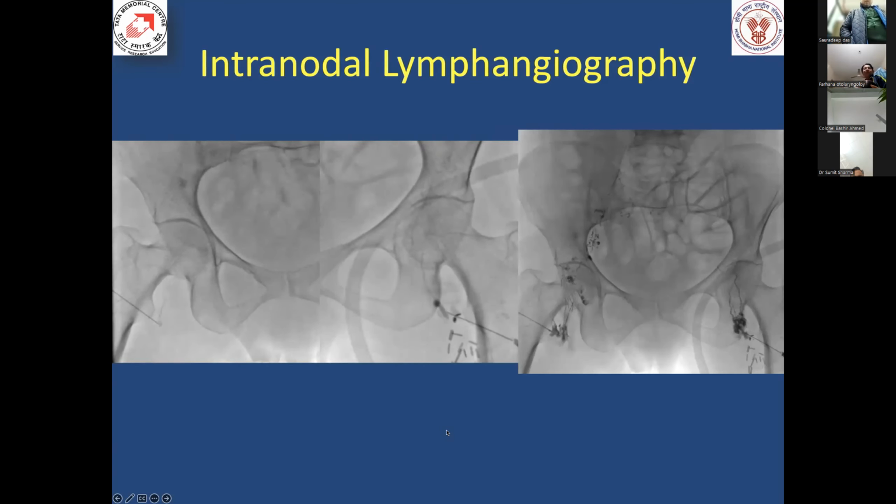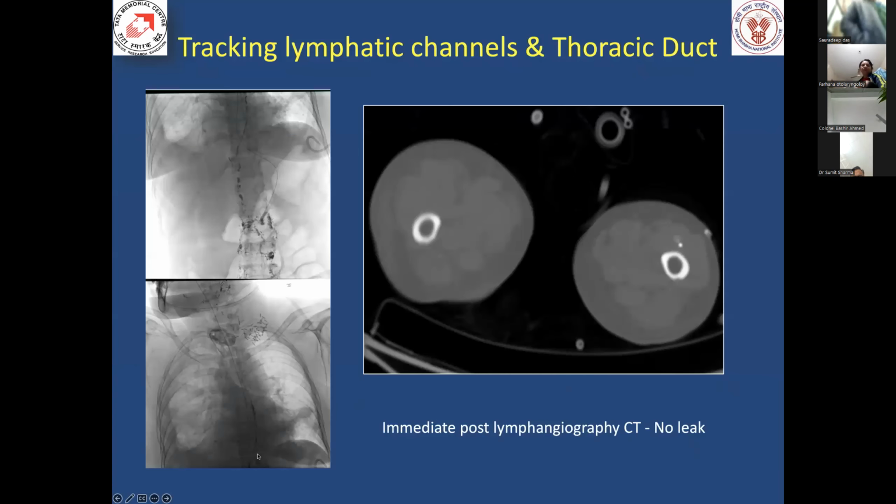Now the first step in lymphatic intervention is to do a lymphangiogram. How we do lymphangiogram is we identify a node in the groin and then inject material called lipiodol. Lipiodol is viscous material and radiopaque, so we exactly know how it is flowing. This is how the lymphatic system is getting opacified. Then we trace it up.